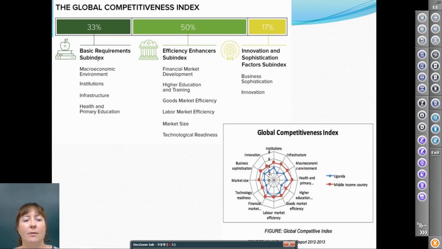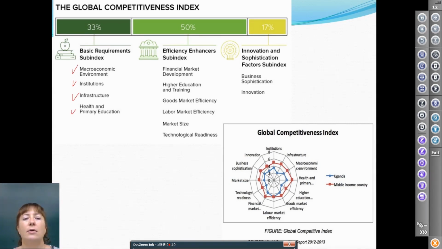The first sub-index, the basic requirement sub-index, takes approximately 33% of the whole competitiveness index. It means that when we try to enter a foreign market, we may investigate those markets with competitiveness. What is the level of competitiveness in that market? We check the macroeconomic environment, the institutions which are present in that market, infrastructure, and health and primary education.